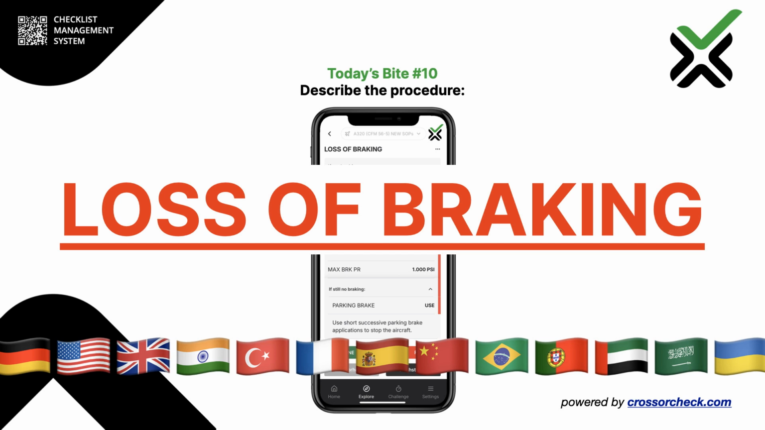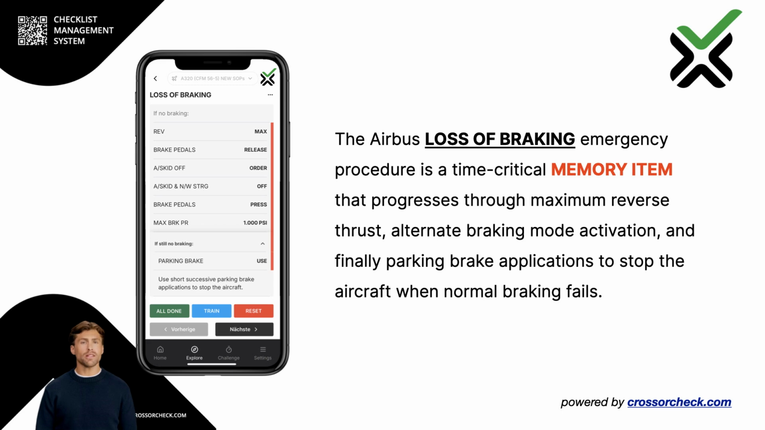Explain the Airbus procedure. Loss of braking. The Airbus loss of braking emergency procedure is a time-critical memory item that progresses through maximum reverse thrust, alternate braking mode activation, and finally parking brake applications to stop the aircraft when normal braking fails.